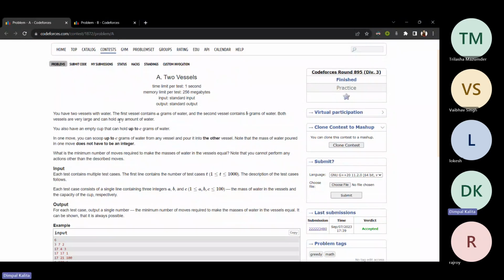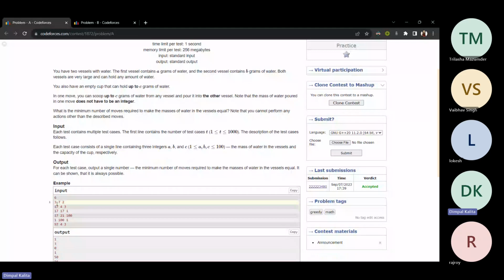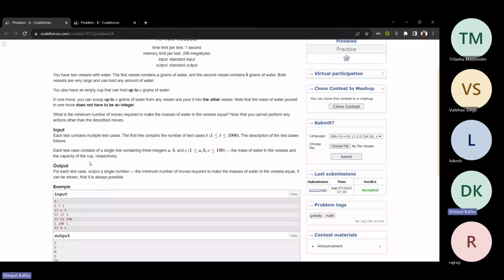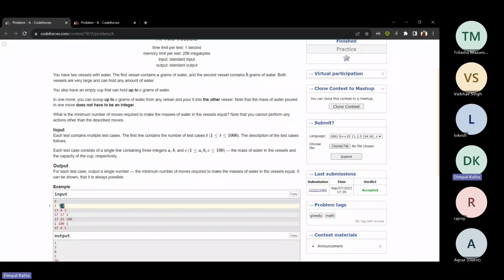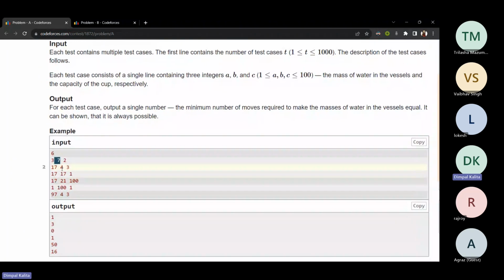The question is about two vessels. One vessel contains 8 grams of water and another contains 7 grams of water. And there is a cup that has the capacity of C grams. We can transfer at most C grams of water at a time from any vessel to another vessel. Let's look at the first test case.